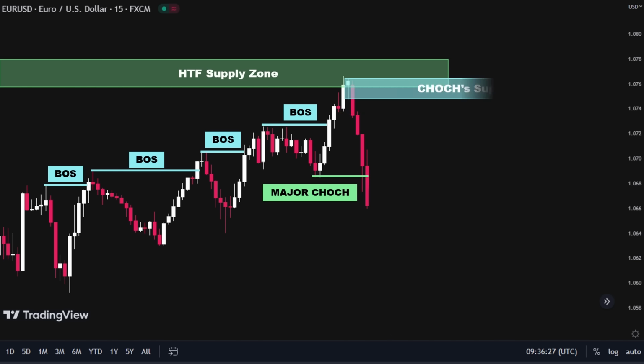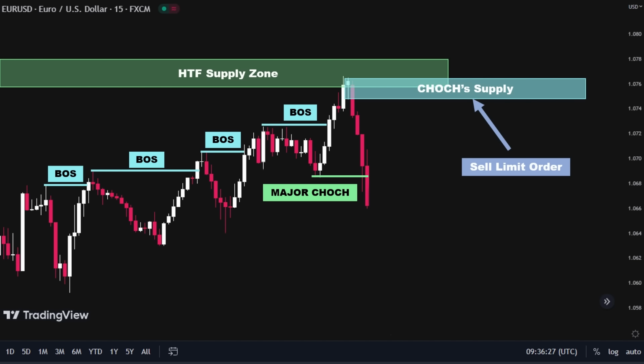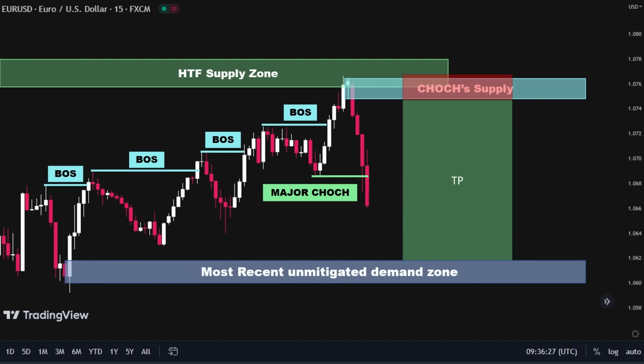So the next step in our aggressive entry setup is setting a sell limit order at the lowest point of the bearish order block, created by the change of character, with a stop loss a couple of pips above the highest point of our zone. And we should target the most recent unmitigated demand zone as our take profit. As you can see, this zone is the closest unmitigated zone to the current price, so we put our take profit at this zone. Now, all we have to do is wait for the price to activate our sell limit order.